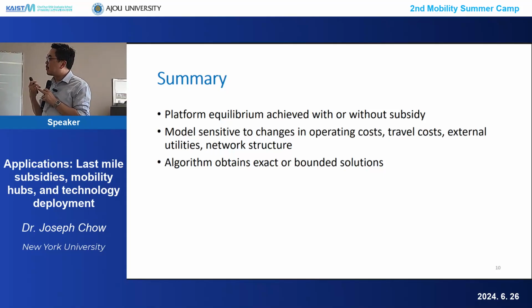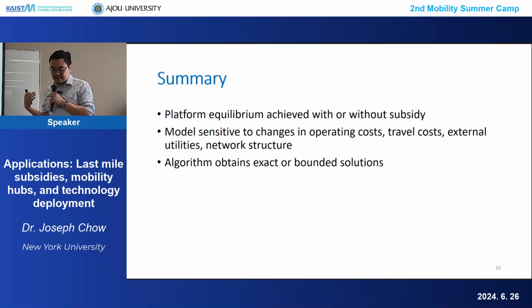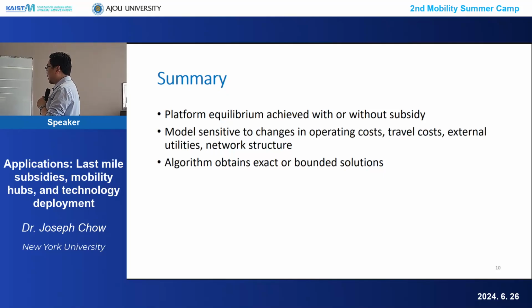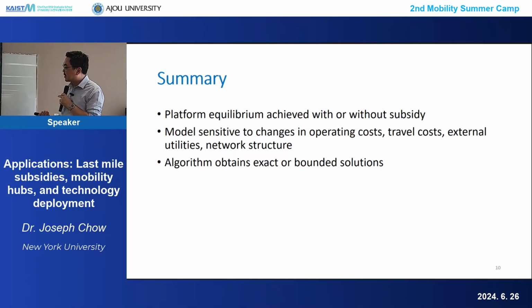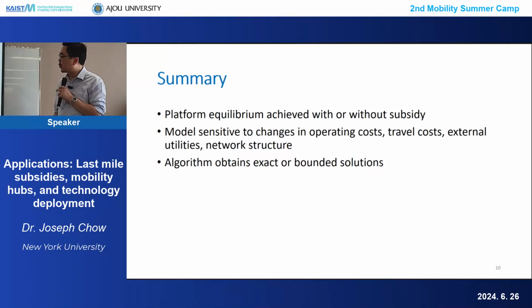So we have this platform equilibrium tool that can achieve a stable matching with or without subsidy. The model is sensitive to changes in operating costs, travel costs, external utilities, and network structures.